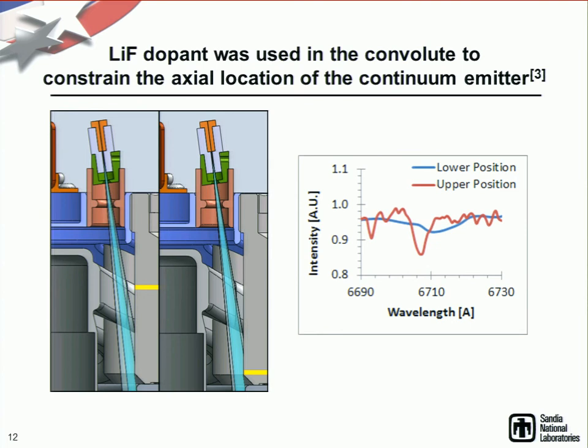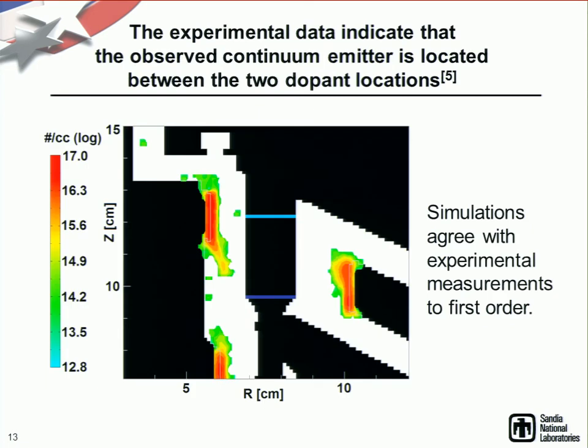So we see that being backlit, which means that the continuum plasma that we're normally observing is actually below wherever this is expanding out into the gap, or at least some fraction of it is. So we have an idea that the plasma we're looking at is in the convolute and sort of below this region. And for the lower position where we put the dopant down here, we see no absorption feature, which is an indication that the continuum emitter is sitting more or less above this plasma that's expanding out into the gap. So that gives us roughly where we think the plasma is forming.